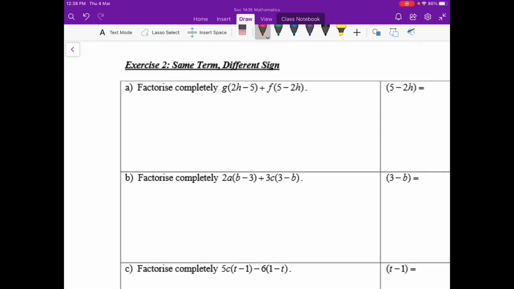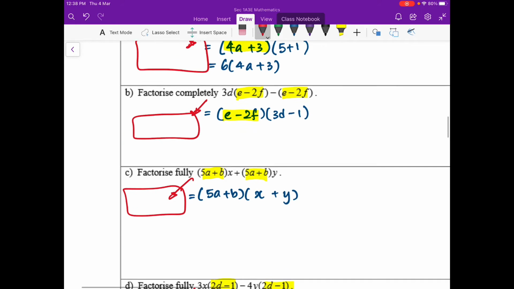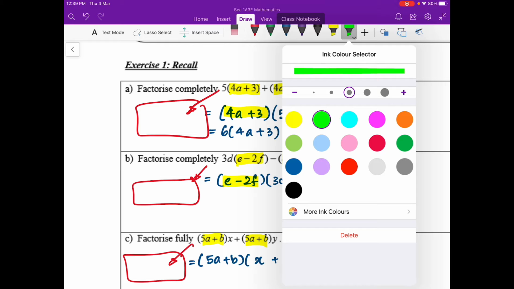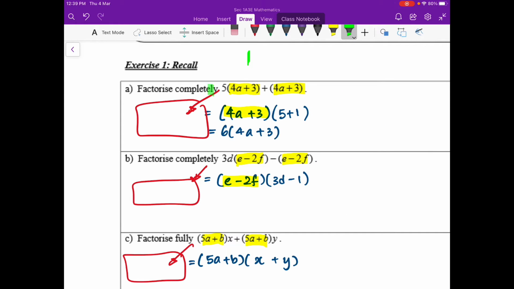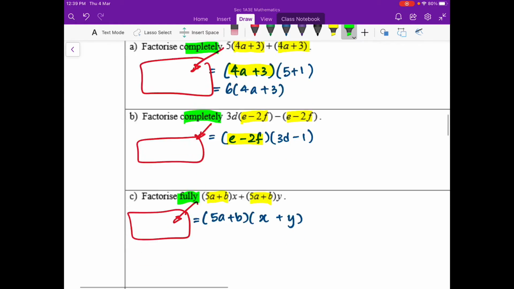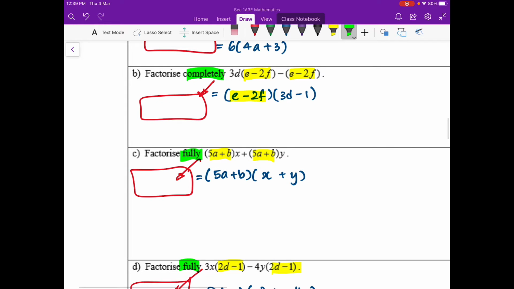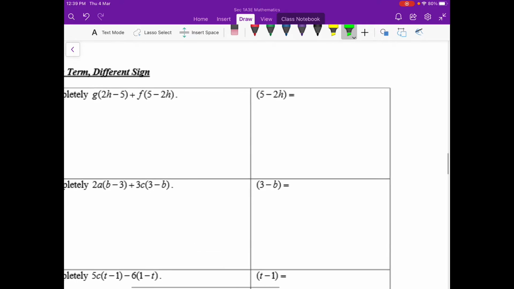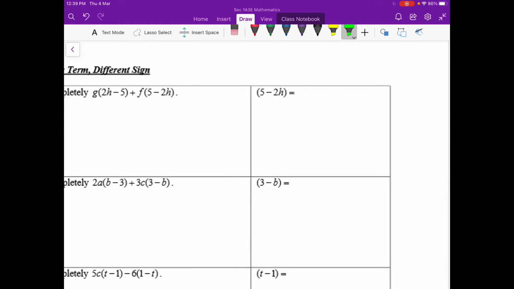In exercise 1, what's the difference between factorize completely and fully? Okay, this word over here. Let's highlight this. Completely, fully. Same thing. It's the same. Alright?